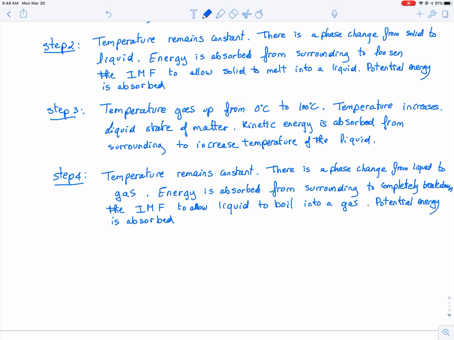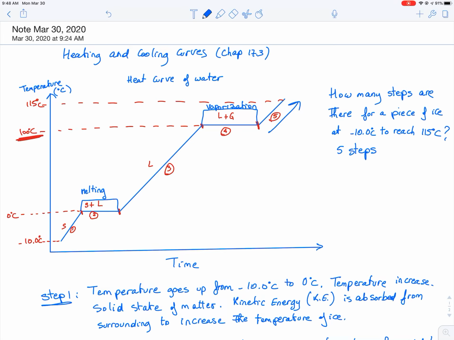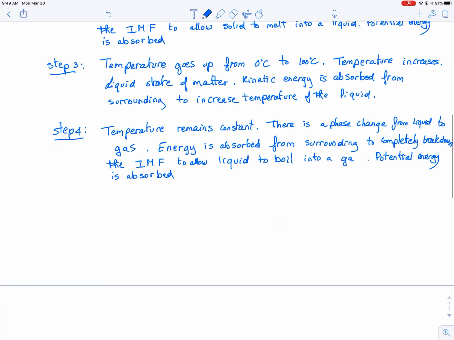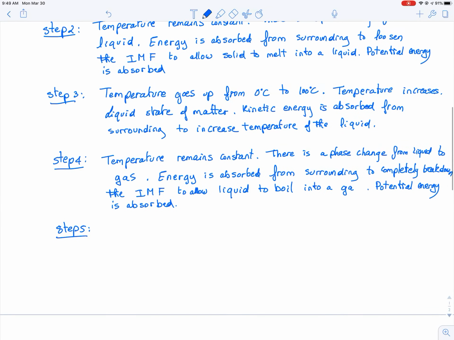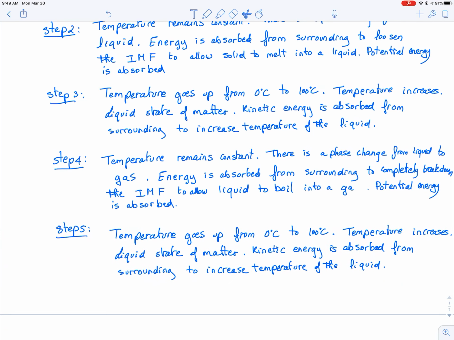Okay. And our last step is step number 5, and that's when the temperature goes up from 100 to 115. So I can do the same thing, and I can cut and paste to make it easy and just change the words, and it's like an exercise for you guys. You can just do that like an exercise.